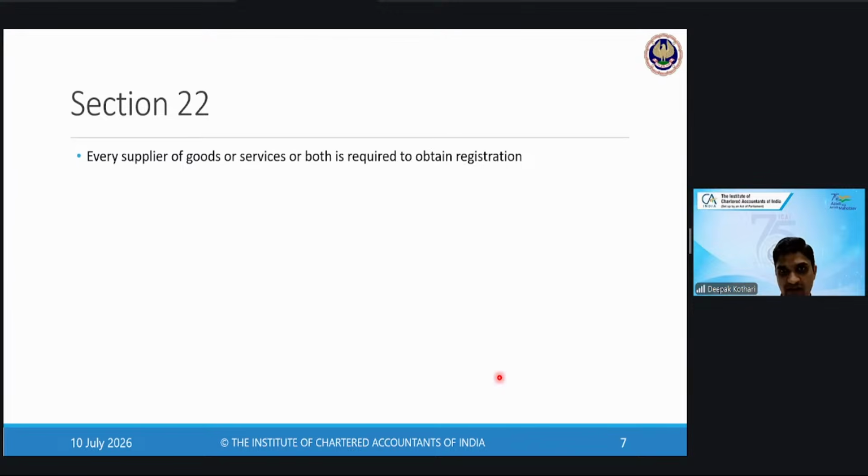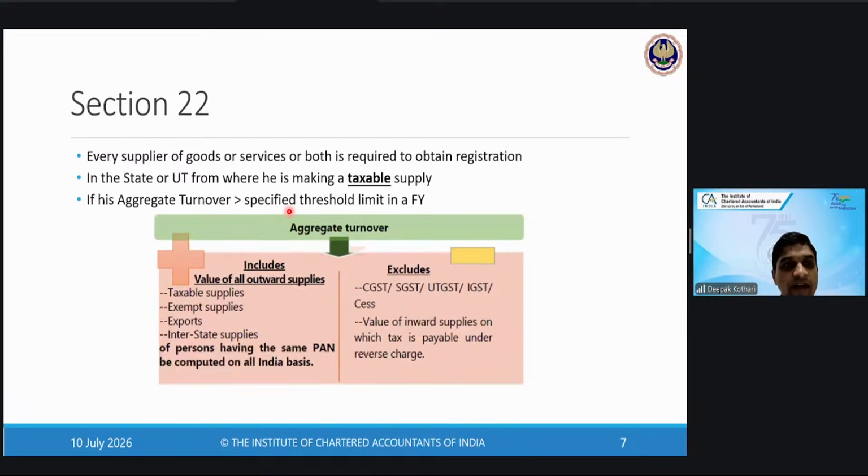Now, various sections are mentioned, but we'll get into the sections directly. Every supplier of goods or services or both is required to obtain registration in a state or union territory from where he is making taxable supply. That is what section 22 says, provided his aggregate turnover is more than the specified threshold limit. So section 22 simply says that every supplier is required to obtain registration in the state or union territory from where he is making taxable supply if his aggregate turnover is beyond the specified threshold limit in a financial year. That is, his aggregate turnover should be beyond some limit.